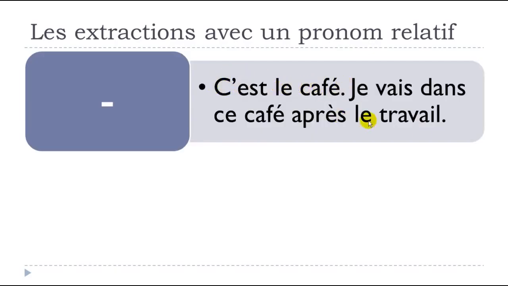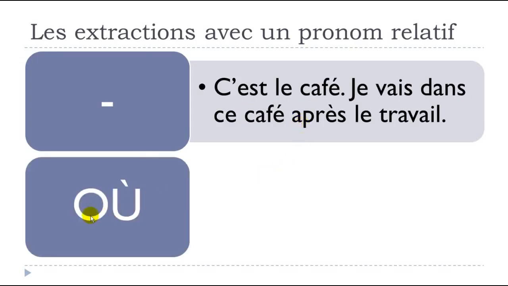C'est le café. Je vais dans ce café après le travail. Exactly the same thing. C'est le café, so it's the café. Je vais dans ce café. I go to this café. Après le travail, after work. In that case, you can see that it's dans ce café, and we're talking about a place. When we're talking about a place, we will use le pronom relatif où. Remember to put the accent.